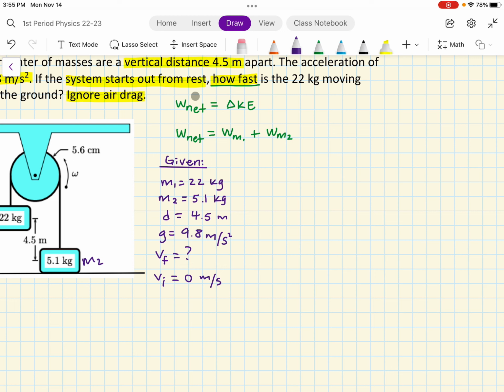I'm going to rewrite these two equations because I'm going to use them both. So net work is equal to the change in kinetic energy. This one I'm going to use last. And net work is equal to the work done by mass 1 plus work done by mass 2. But we know the equation for work when we consider one force first, and then the other. When we are considering one force, work is equal to force times distance times the cosine of theta.